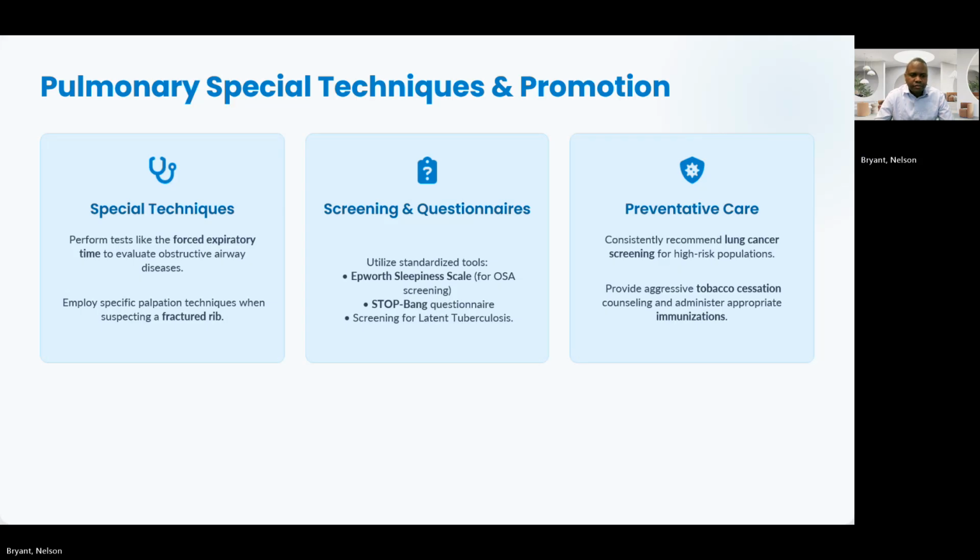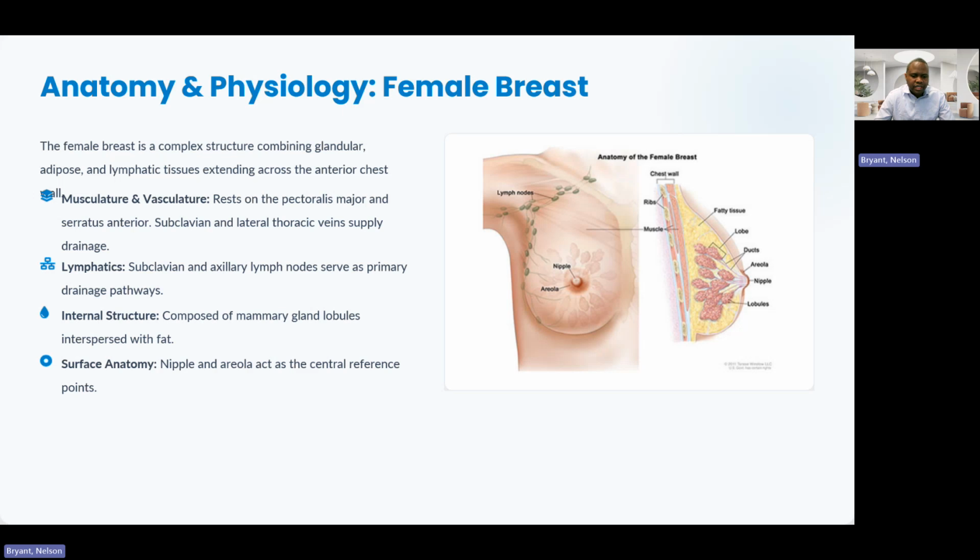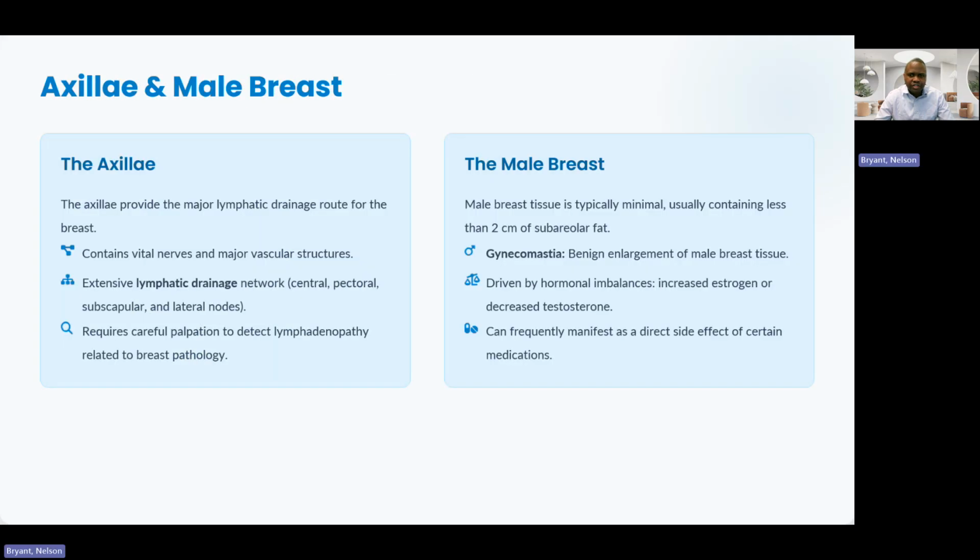So let's talk about the breast. That's in chapter 18. And for example, this is anatomy and physiology, which you already know, like a female breast lies firmly against the anterior thoracic wall, predominantly over the major muscle, pectoralis muscle. So this is just a quick anatomy and physiology.